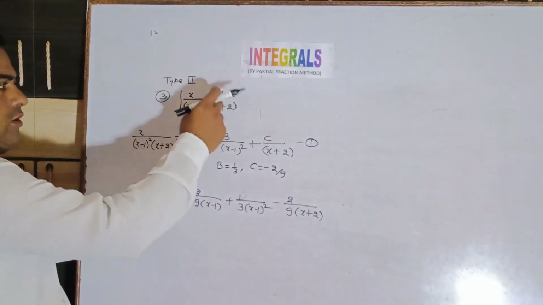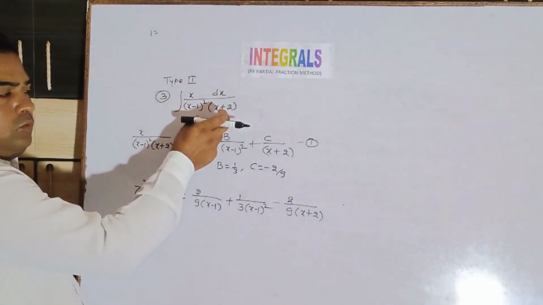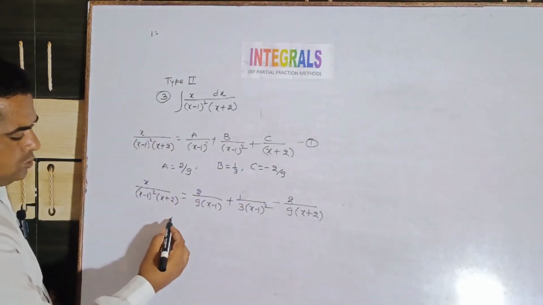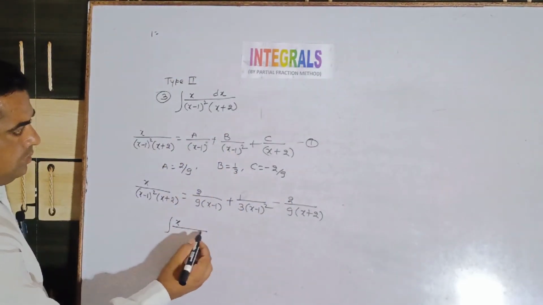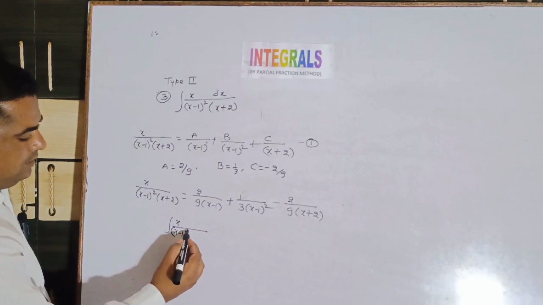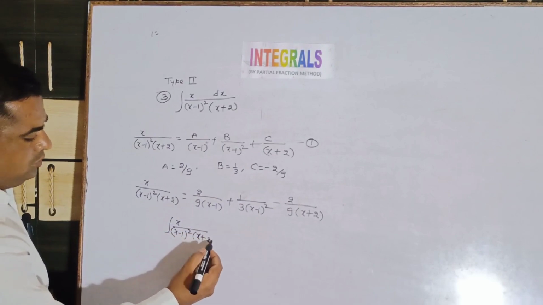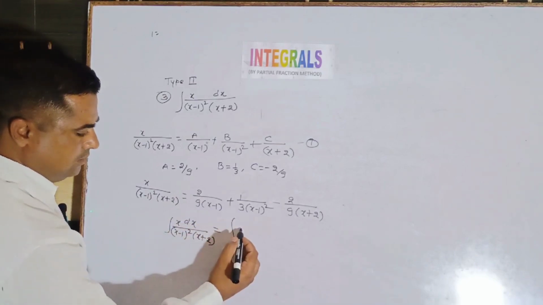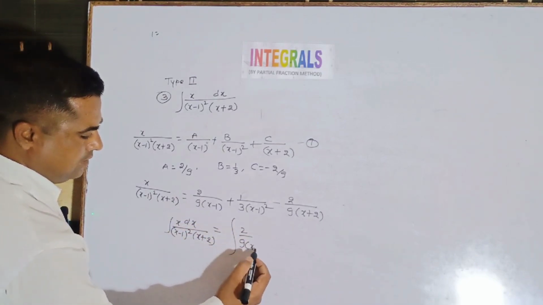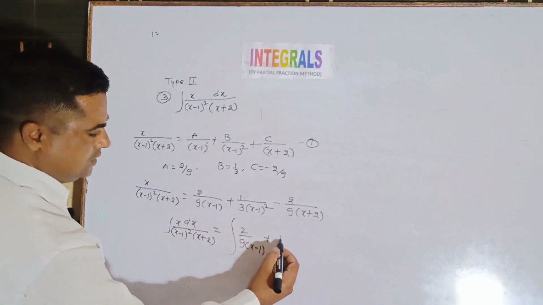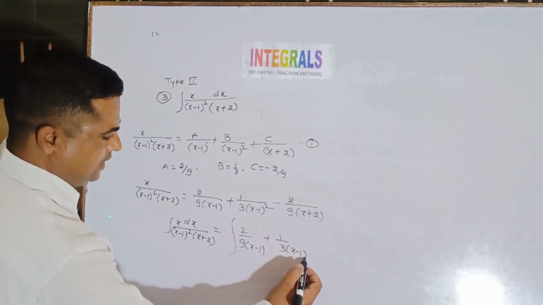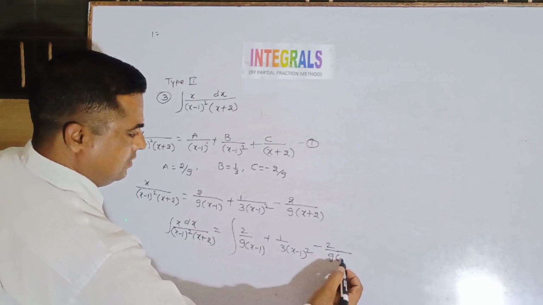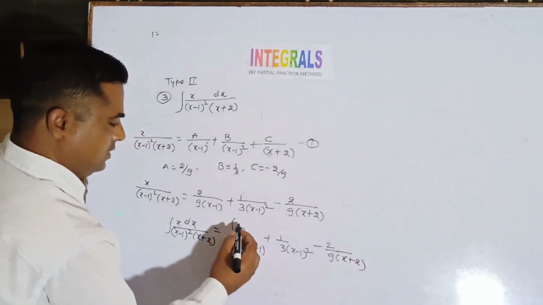We have to do integration of this part. So we are substituting this value. In the place of this part, you can put this part. So integral of x upon (x − 1)² (x + 2) into dx, we can put here integral of 2 by 9 into 1 upon (x − 1), plus 1 by 3 into 1 upon (x − 1) whole square, minus 2 by 9 into 1 upon (x + 2), correct?